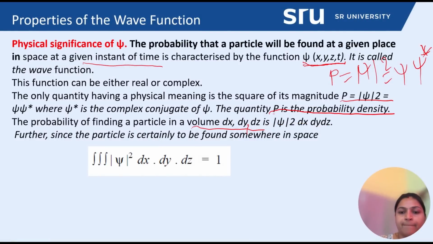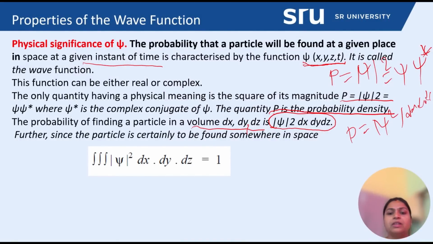So the probability P is equal to the integral of psi square dx dy dz. Further, since the particle is certainly to be found somewhere in space, one can write that this probability, the integration of psi square dx dy dz, is equal to 1.